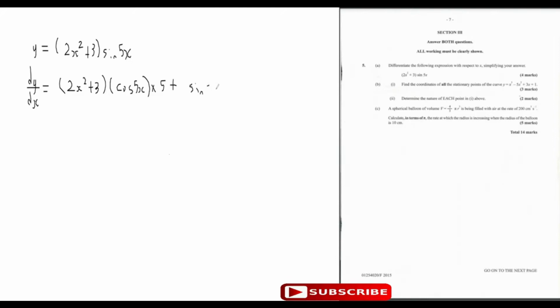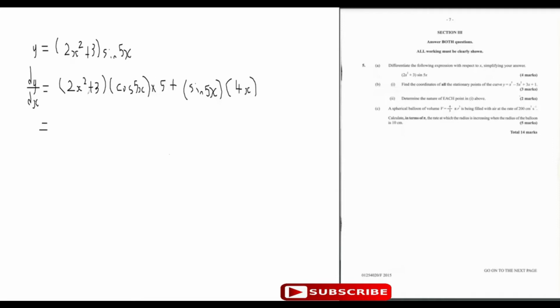And then you multiply it by the derivative of the first one. Now when we differentiate 2x squared plus 3, we're going to get 4x. So now all that is left to do is simplify.